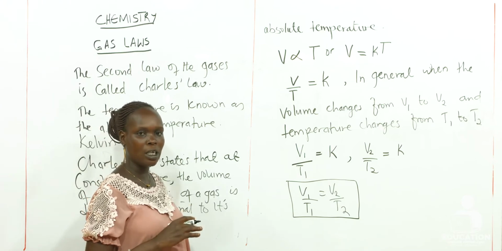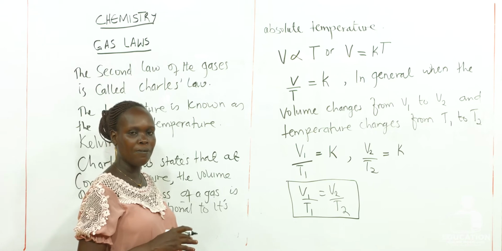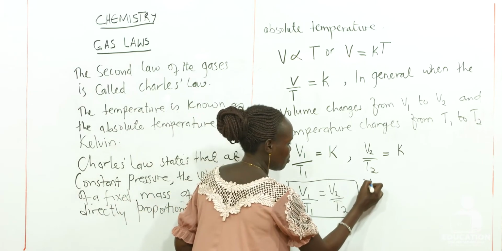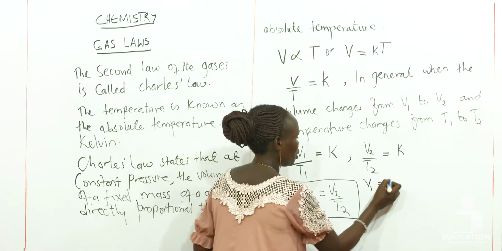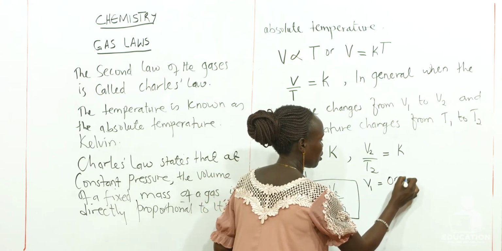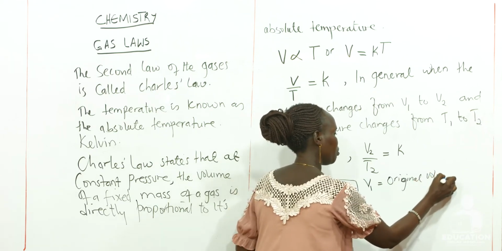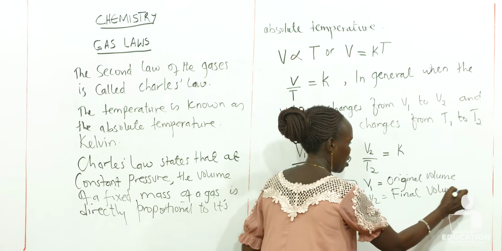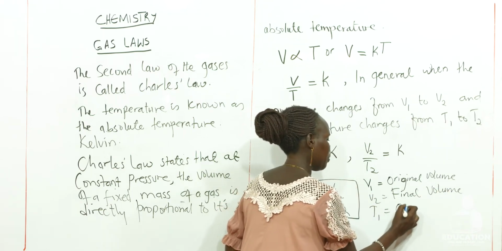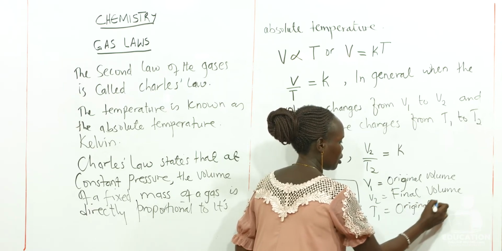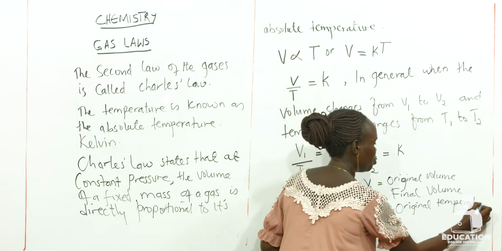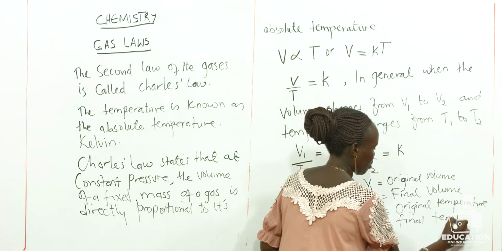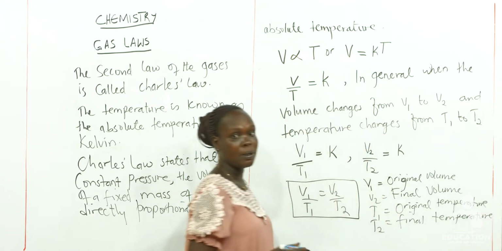Remember that this temperature is known as absolute temperature, and it is read in Kelvin scale. So we need to remember that volume 1, as we have known in Boyle's law, is representing the original volume, and volume 2 is the final volume. So temperature 1 here is the original temperature, and temperature 2, the same as we have for the volume, is the final temperature.